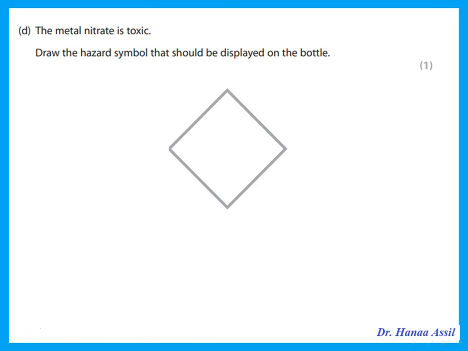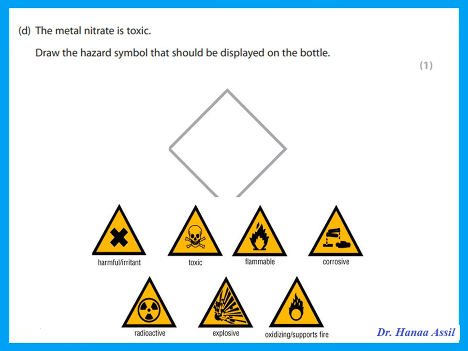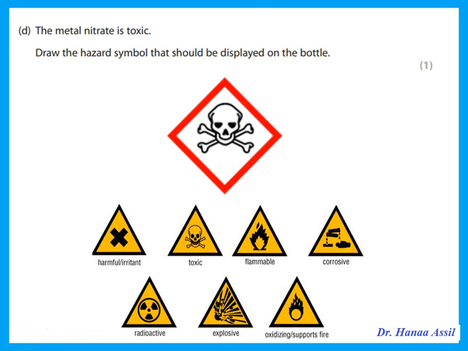The metal nitrate is toxic. Draw the hazard symbol that should be displayed on the bottle. Do you remember the hazard symbols? You should be familiar with these hazard symbols. Which one is for toxic? And you should also be familiar, for example, with the one for flammable and the one that says corrosive. So this is what you should draw in the symbol for toxic.